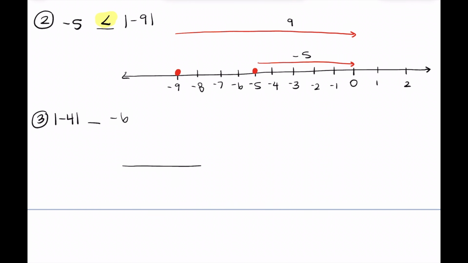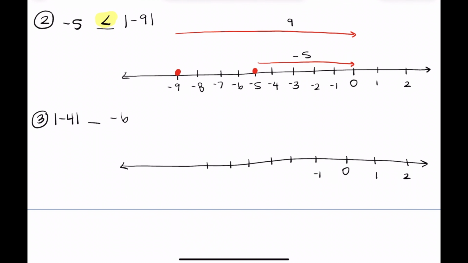For number 3, we are comparing the absolute value of negative 4 to negative 6. Just like last time, we're going to draw our number line out. Again, for this one, I'm going to have my 0 a little bit further to the right since my values are both negative. I'm going to draw out to the negative 6 point. When I start with negative 4, I have absolute value here, right? So negative 4, well, that is 4 units away from 0. Now I'm going to plot my negative 6.